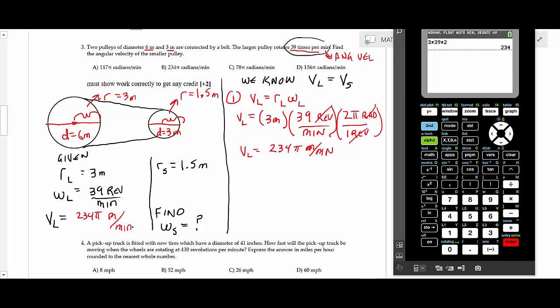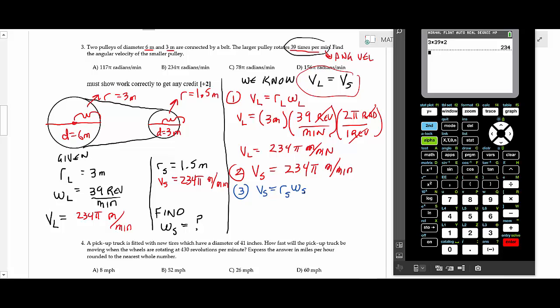Okay, now the next thing we're going to do is, since we know this, we know the linear velocity of the small is also the same. That's kind of the key to the problem. So now what we know is the linear velocity of the small is 234 pi meters per minute. Okay, so to finish up the problem then, all we should really have to do is apply this formula. We know that the linear velocity of the small is the radius of the small times the angular velocity of the small.